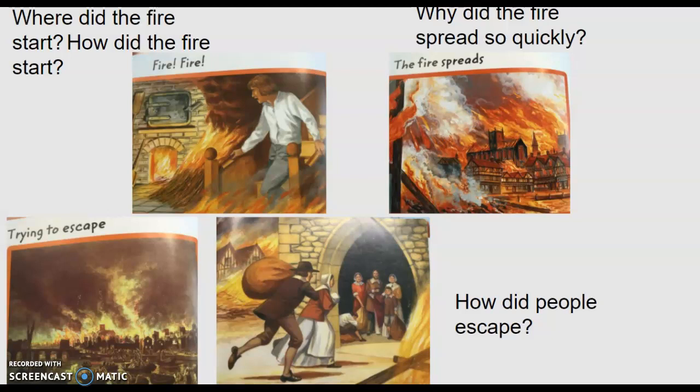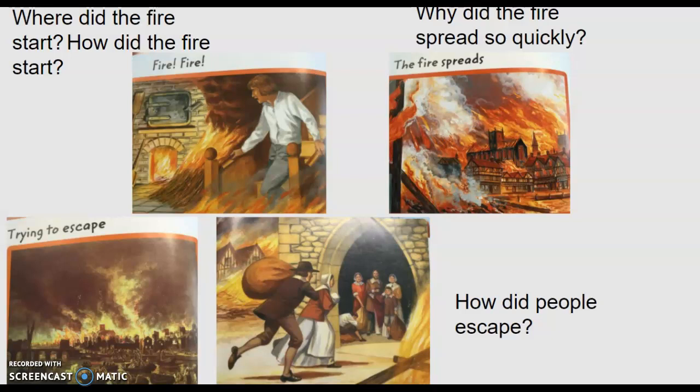People escaped on boats. Can you see? Can you remember the name of the river? It's the River Thames. So people escaped on boats from the River Thames and they had to get away from the fire. Some people also tried to escape in carts. Do you remember when we looked at the picture of the carts and horses? Do you remember what happened to the carts and horses though? The carts were banned, because they were made out of wood, and we know that wood burns easily.